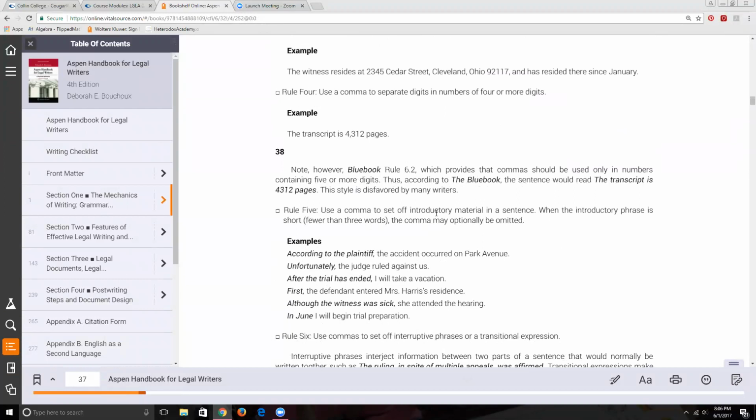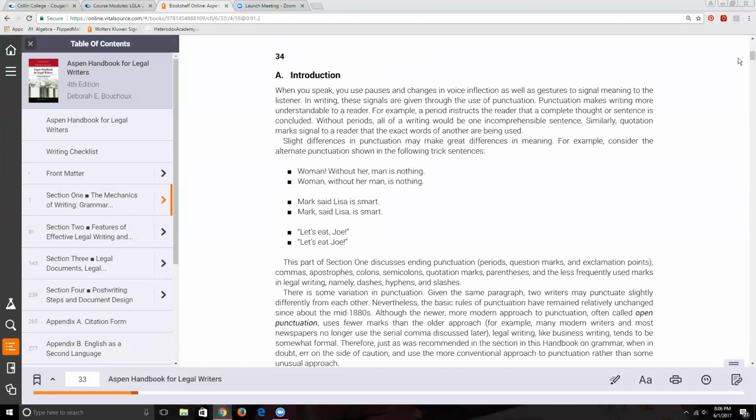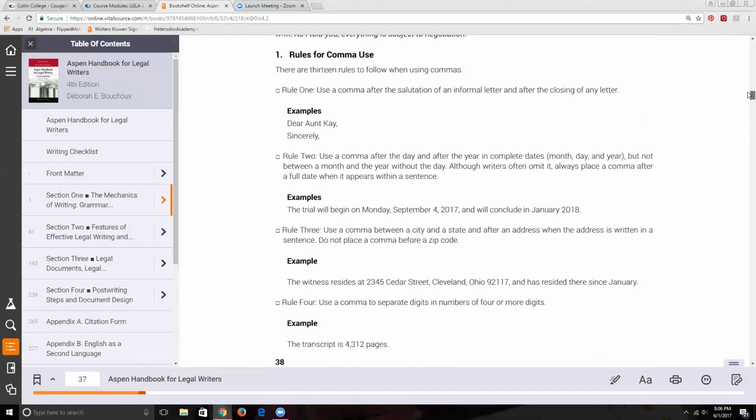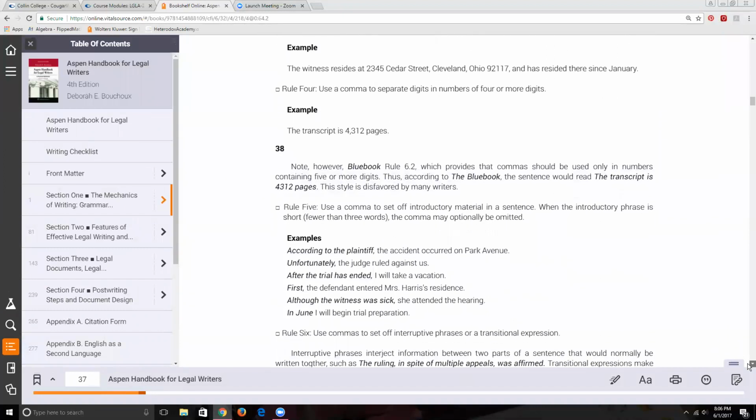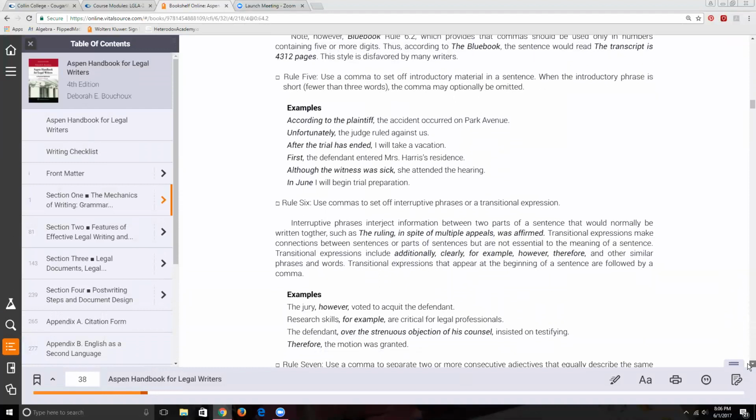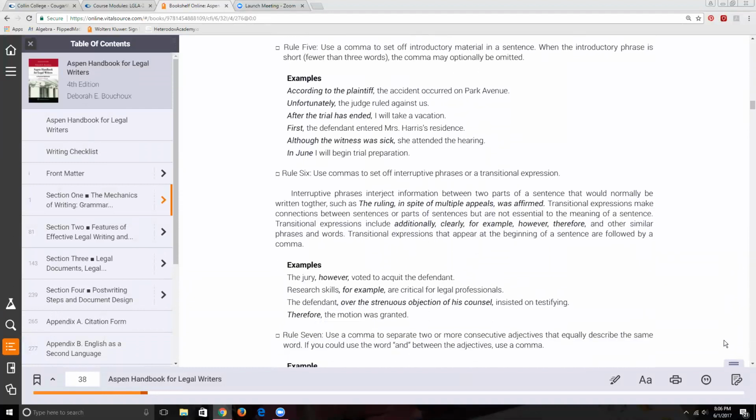So let's begin. When we were together in our first lecture, we went through the first 4 comma rules. There are 13, by the way, in the Aspen series. We did 1, 2, 3, and 4. And we did kind of the easy ones first. And so now we're going to take on the ones that are a little bit more challenging. So let's go ahead and get started.